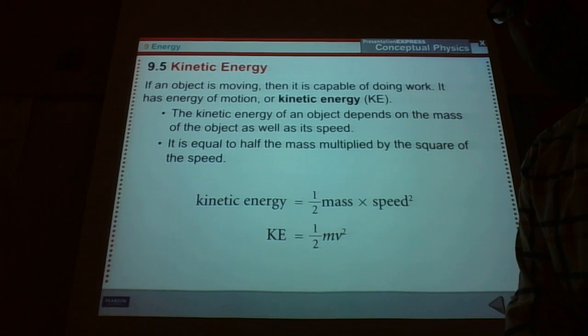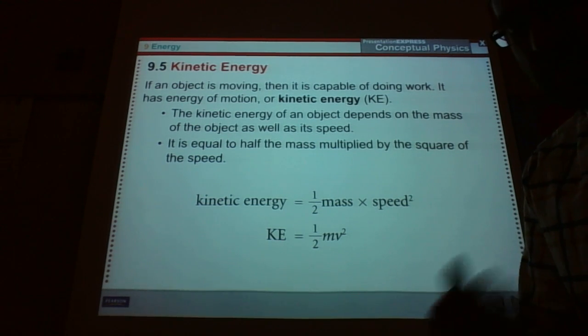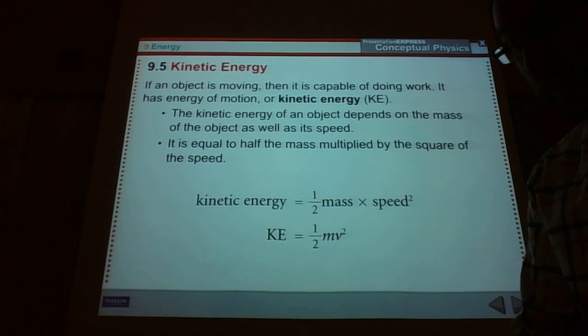That speed is a very key indicator of the kinetic energy. Since it's squared, it changes the amount of energy. So if you're increasing your speed, your kinetic energy is multiplying at a much accelerated rate, rather than just doubled or such.